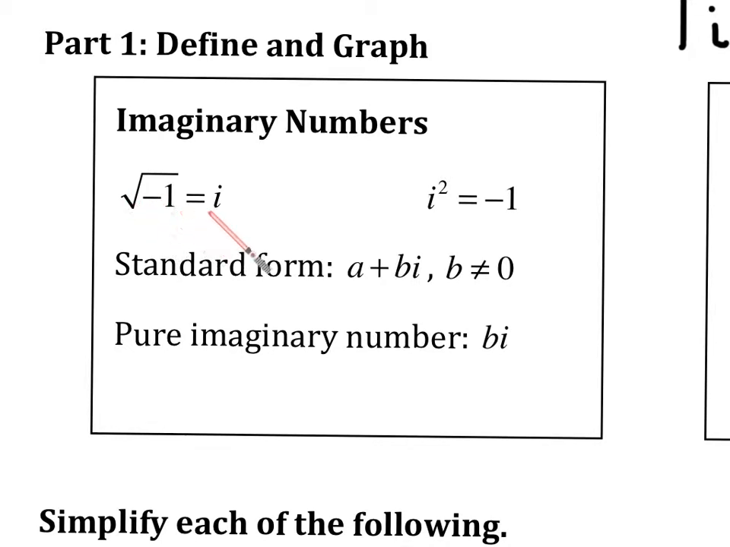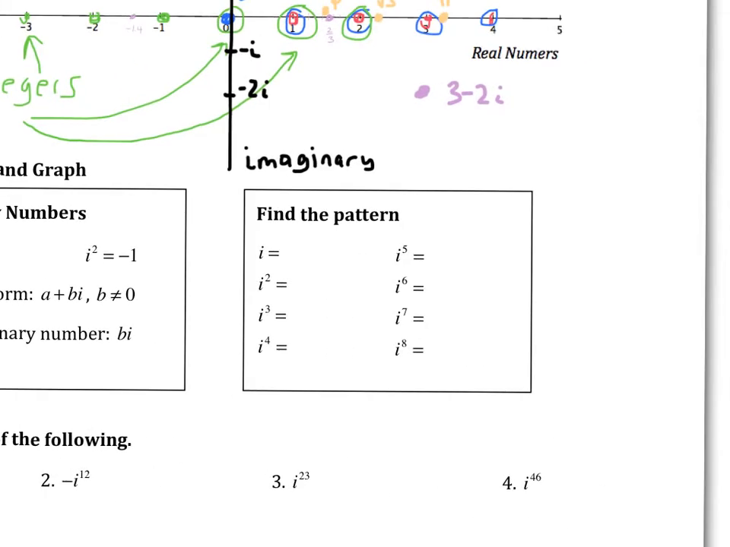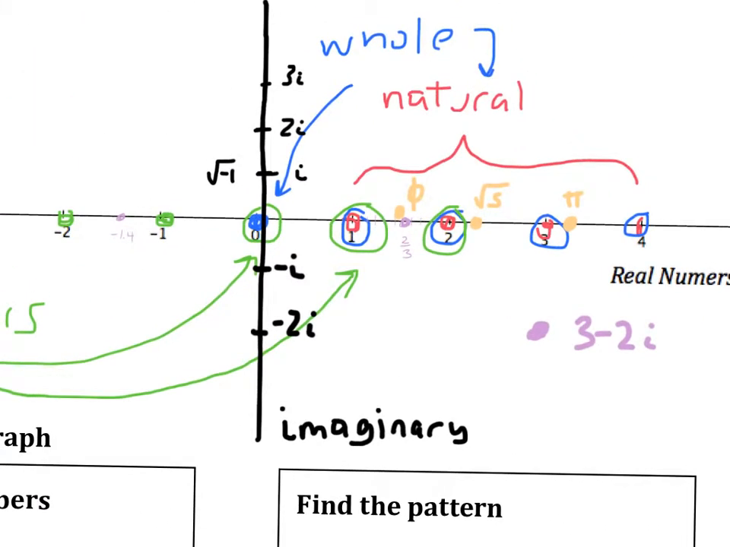So let's officially define what imaginary numbers are. The square root of negative 1 we call i, because it goes off the real numbers, hence imaginary. Or another way to define it is that i squared is negative 1. Standard form is where we put our real number first and we add our imaginary component second. Notice that b is not 0 if this is a complex number. Pure imaginary is when a is 0, so a pure imaginary number would be anything on this line here, even the fractions inside.